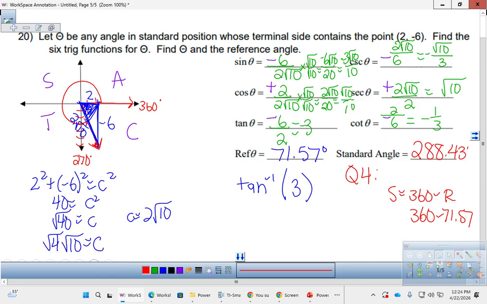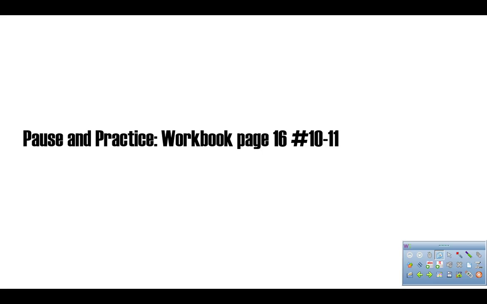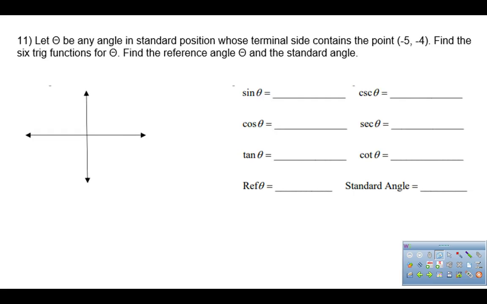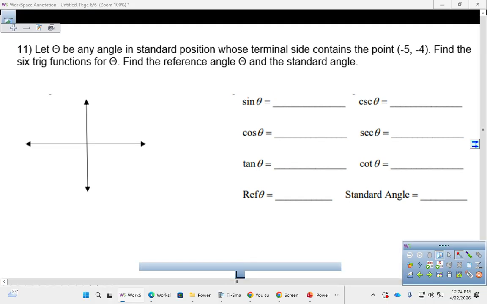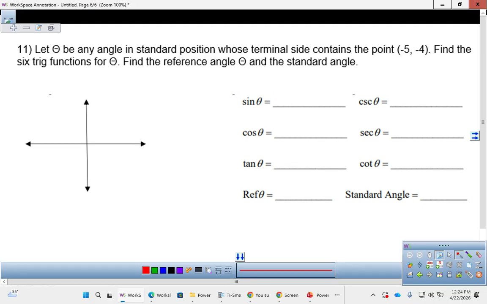So at this point, now that we've done these two, I'm going to have you try some in your notes, and then we'll get some answers posted through this Ed Puzzle. So you're going to go to workbook page 16, and you're going to work through 10 and 11. Here's question 10. I'm looking for you to plot that point, and the first question that I have for you is, which quadrant does your terminal side fall in?